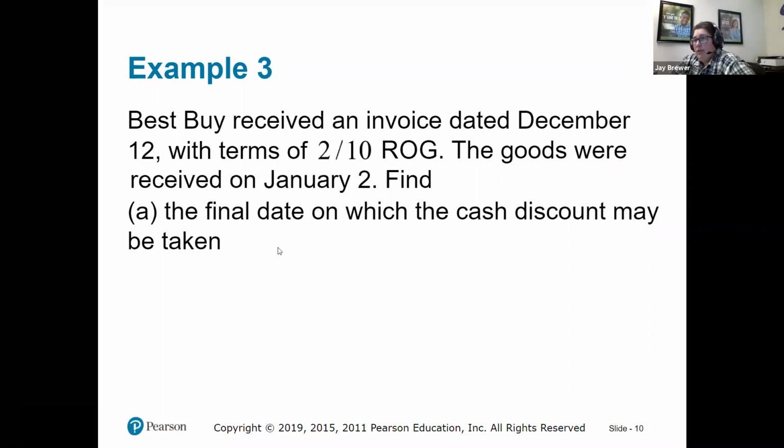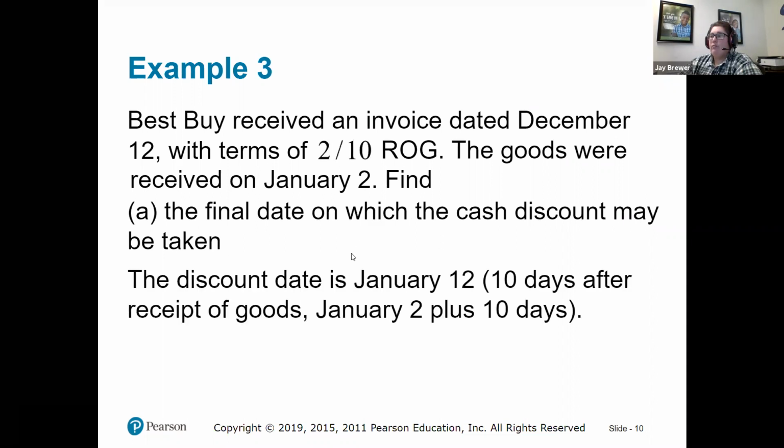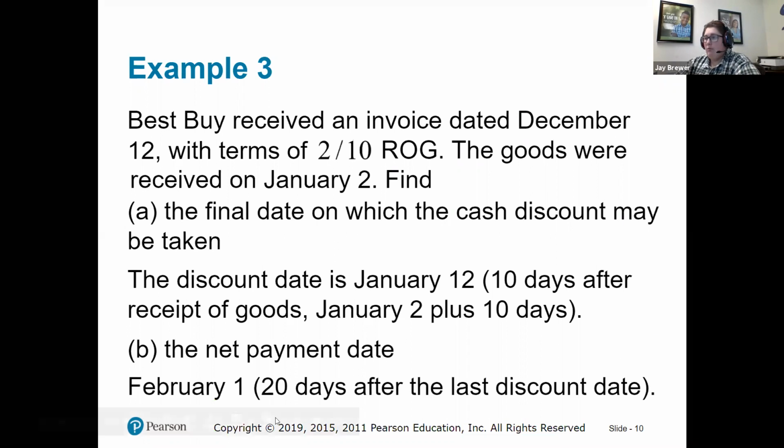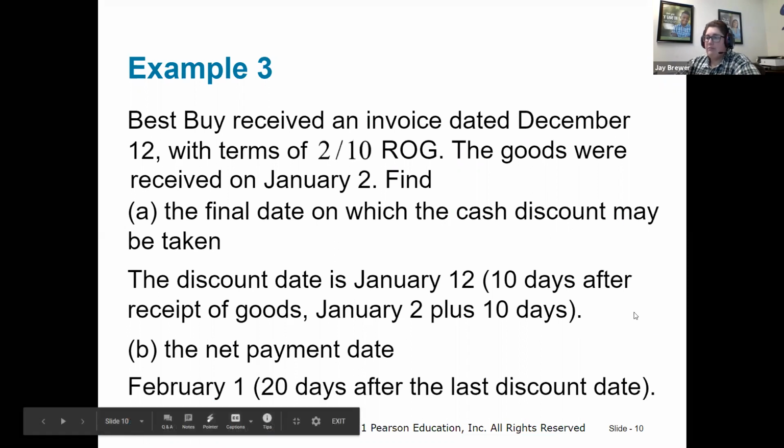Example 3 is saying that Best Buy received an invoice dated December 12th with terms of 2/10 ROG. The goods were received on January 2nd. Find the final date on which the cash discount may be taken. So that should be what, the 12th? Look at that. There we go. Got it again. All right. The net payment date would be 20 days after the last discount date, so February 1st.